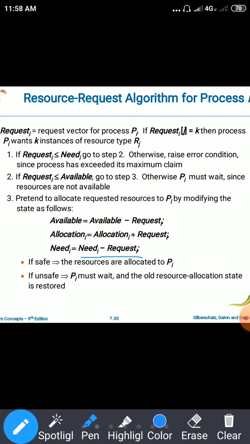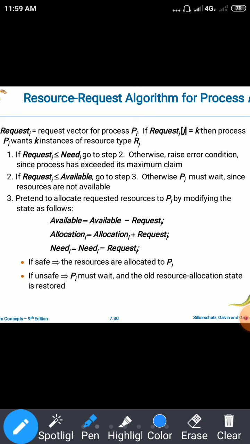So then how many are available? Available is 4 minus 1, it is equal to 3, and allocation is 1 plus 1, because 1 is already allocated and request is now currently requested, and that is also going to be allocated, and hence allocation is equal to allocation plus request. Now allocation becomes 2 and need is need minus request. Need was 2 minus request is 1, then the current need becomes 1.